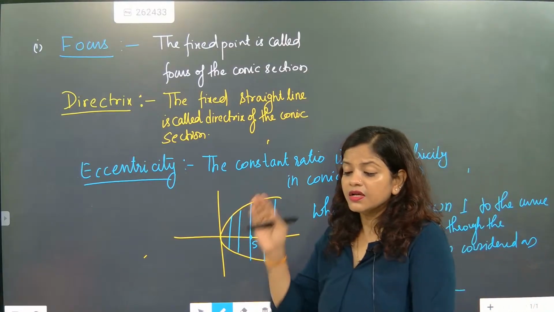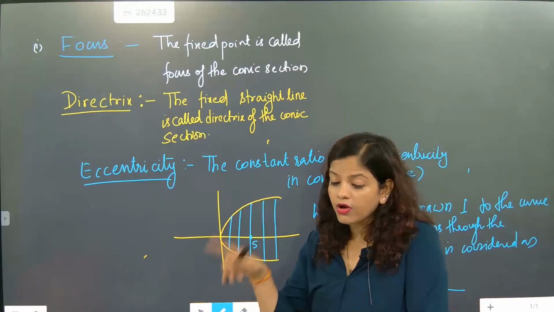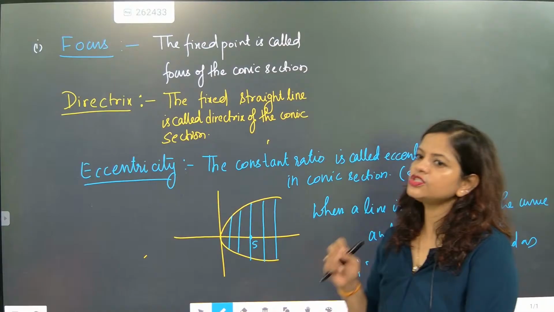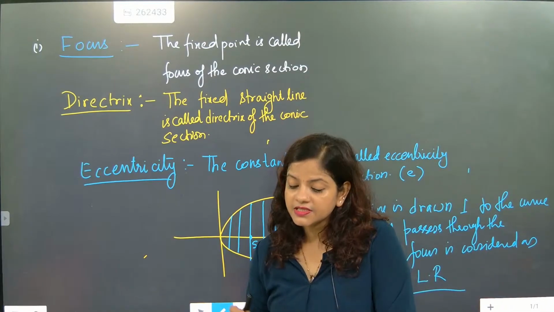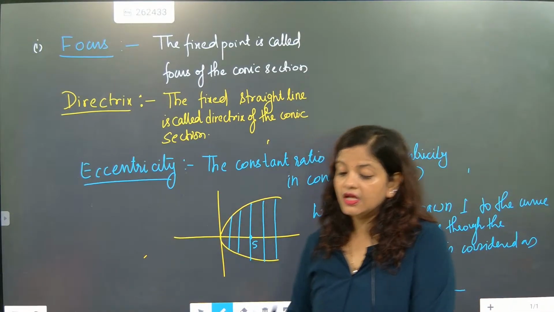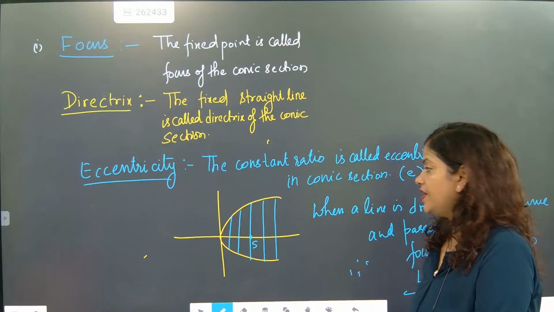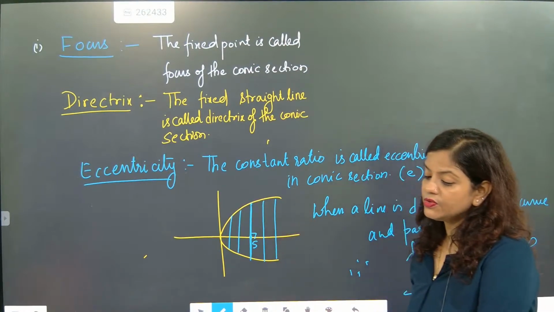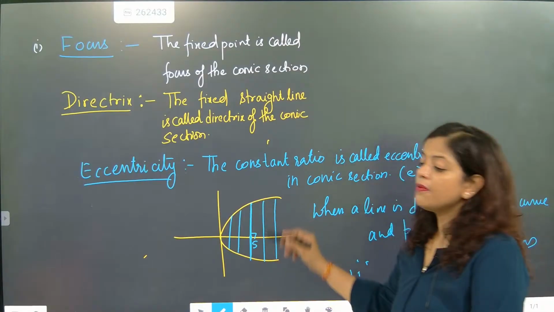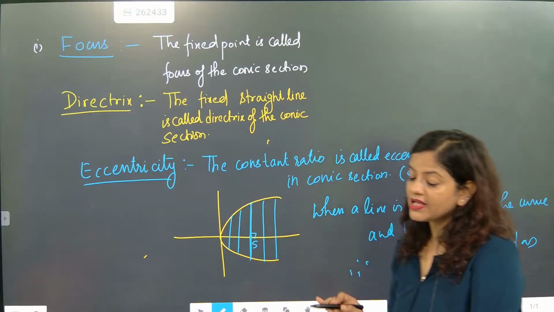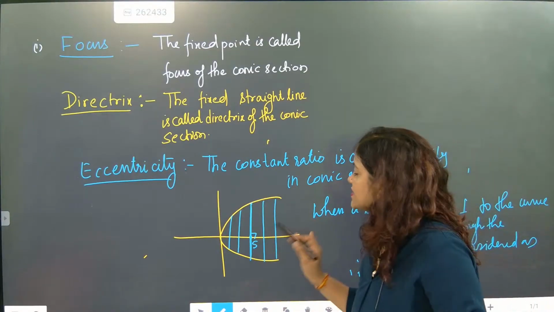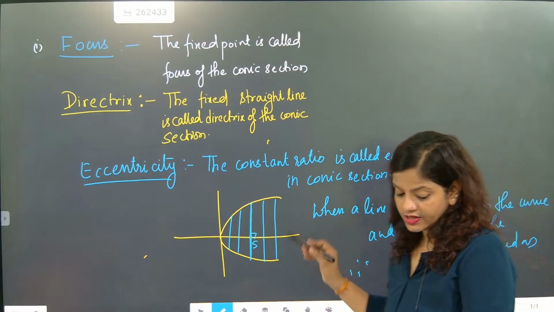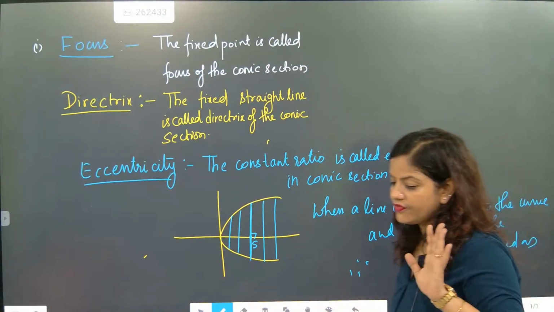Understood? You know, the longest chord of the circle is considered as the diameter, beta. In the same particular way, the line which is perpendicular to the axis, touching the curve and passing through the focus, is considered as what, beta? It is considered as the latus rectum. The entire story finishes here.